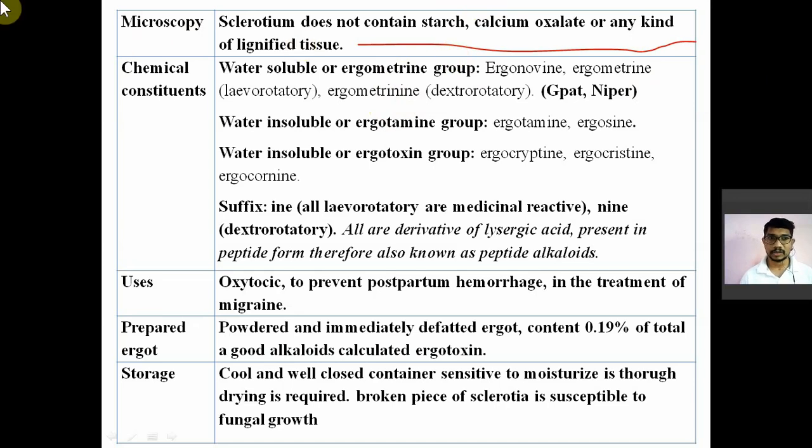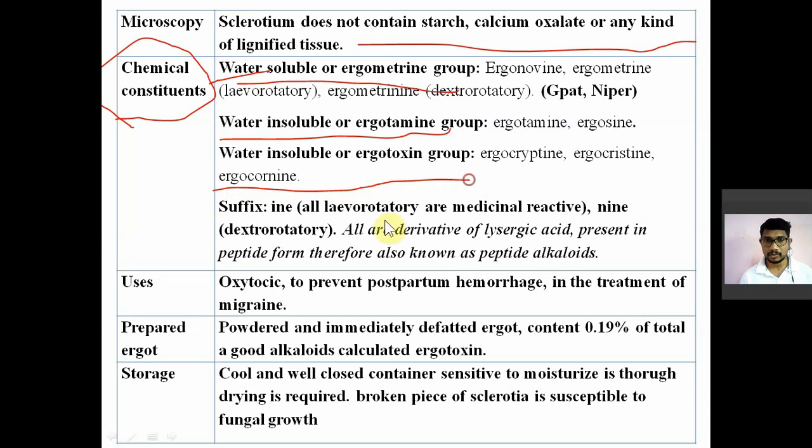What is important over here? Chemical constituents. They are divided into different types. First one is the water soluble ergometrine group. Then the second one is the water insoluble ergotamine group. The third one is the water insoluble ergotoxin group. So these ergot alkaloids are classified into different groups depending upon the solubility. Remember, इसके ऊपर क्वेश्चन आ सकता है, which one of the following ergot alkaloids is water soluble? So ergometrine is water soluble.